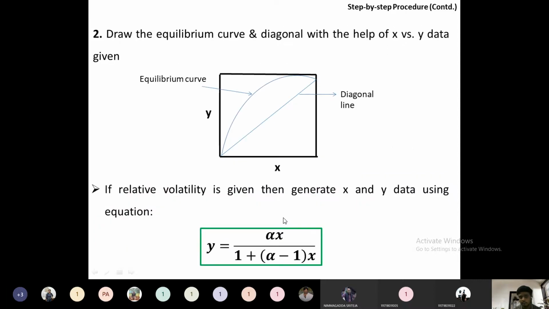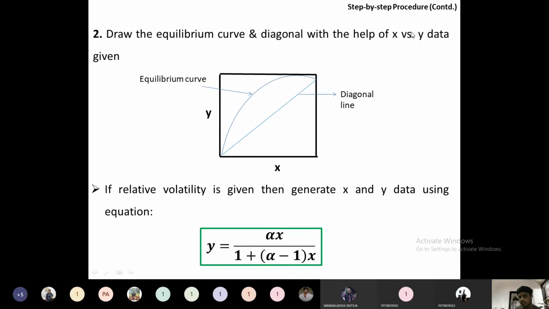Then the next step is to draw the equilibrium curve and diagonal with the help of x and y data. You know this x-axis is called the abscissa and the y-axis is called the ordinate. We already know the mole fractions range between 0 to 1 for x, and y also ranges between 0 to 1. So you just draw a square box and connect the two corner dots with the diagonal.